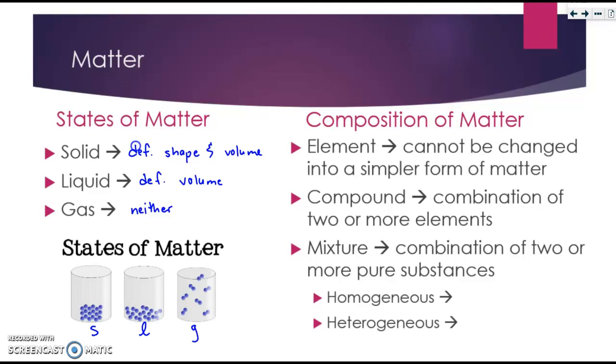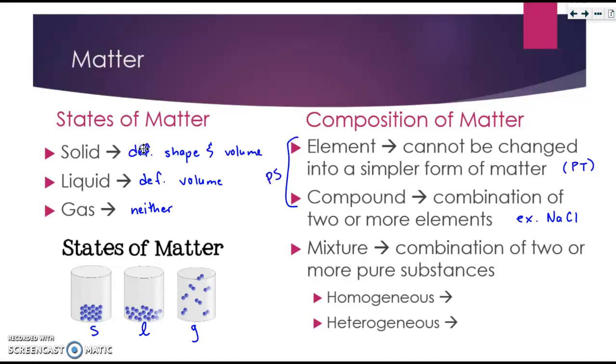Additional definitions that are important, again, probably words you've heard before. Elements are things that cannot be changed into a simpler form of matter. These are things that are found on your periodic table. A compound is a combination of two or more elements. For example, something like NaCl. A mixture is a combination of two or more pure substances. Your elements and compounds are your pure substances.